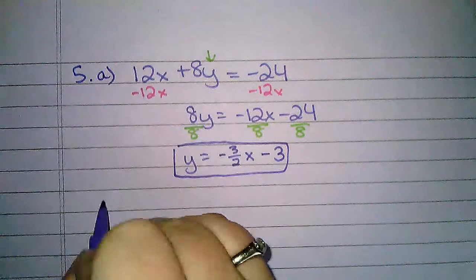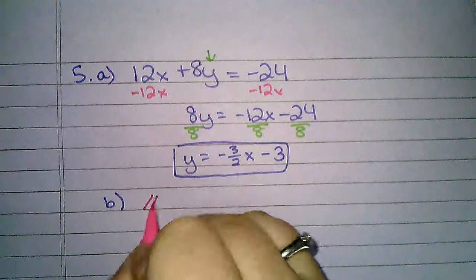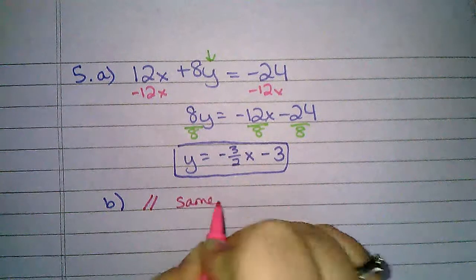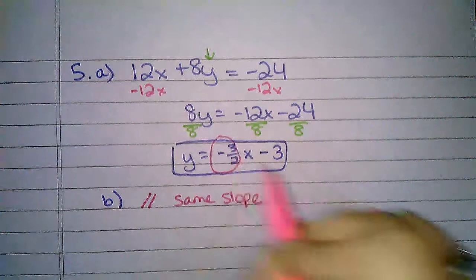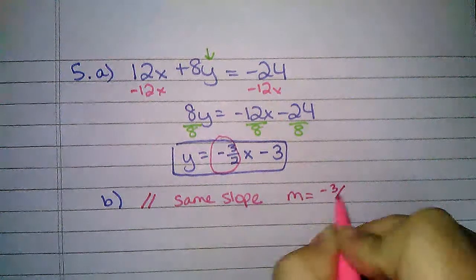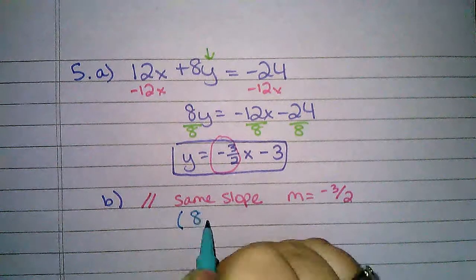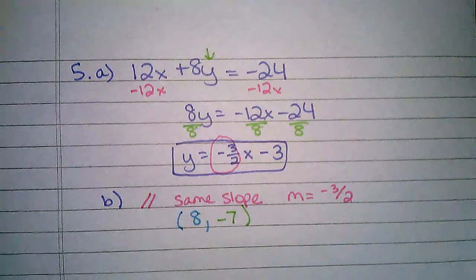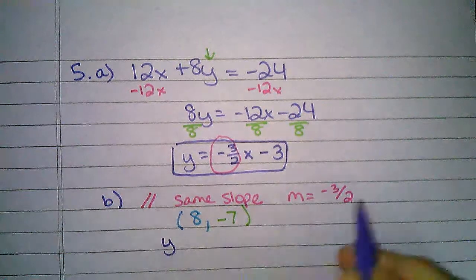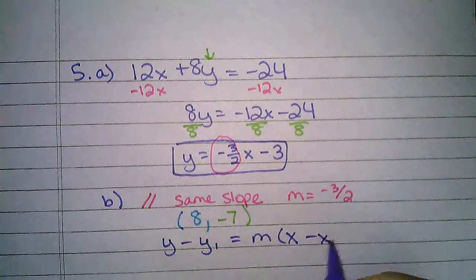So that was 5a. Now on to 5b. It says write an equation parallel. So parallel means that they will have the same slope. If I look at this equation, my slope is -3/2. And then it wants it on this one to go through the point 8, -7. So, same thing, I have a point and I have slope, so I'm going to use point slope form.